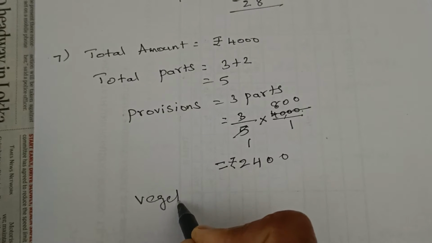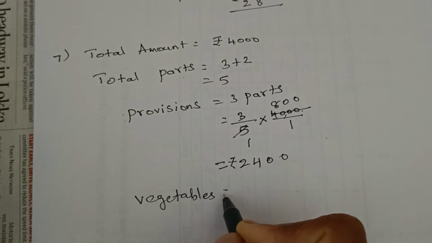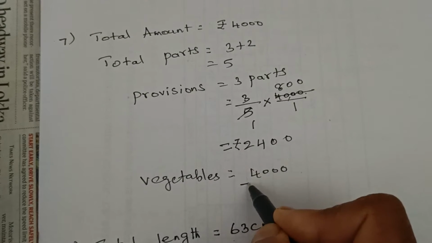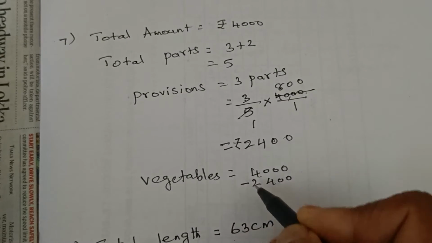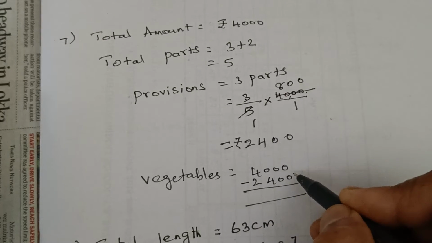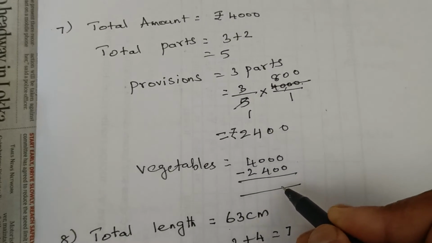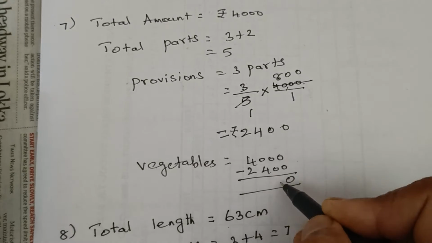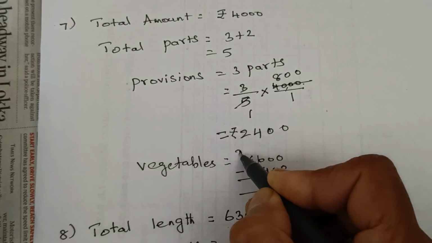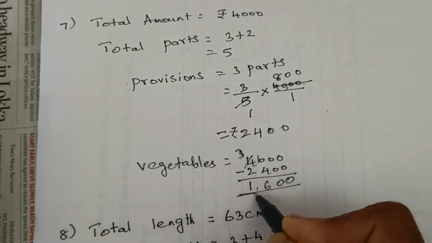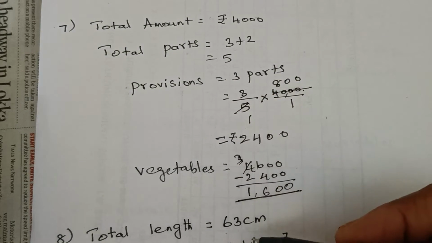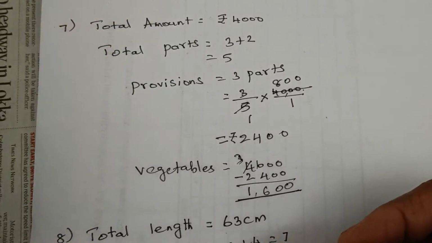Therefore, for vegetables. How much we are spending for vegetables? We had 4,000 rupees. In that, we are spending 2,400 for provisions. And the leftover money is for vegetables. So, from the total, you subtract provisions, we get for vegetables. 0 minus 0, 0. 0 minus 0, 0. Now, borrow here. 10 minus 4 is 6 and 3 minus 2 is 1. So 1,600 rupees we are spending for vegetables and 2,400 for provisions. Got it, children? Got it?